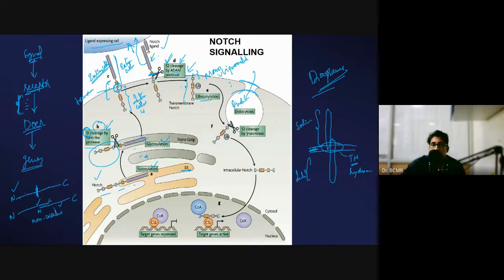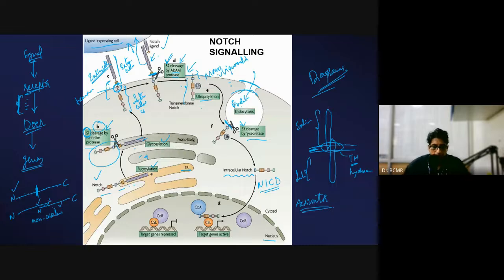And there something else happens that is called S3 cleavage. In S3 cleavage, there is gamma secretase. Gamma secretase will cleave this intracellular domain and release it. This is the intracellular notch domain, also called the notch intracellular domain, NICD. This notch intracellular domain will now be translocated to the nucleus. This is the nucleus, and there it will act as an activator. So that is how the notch signaling works.